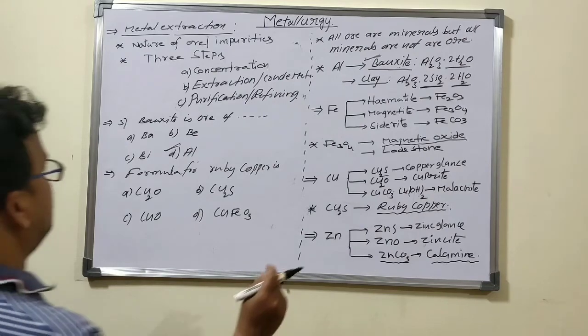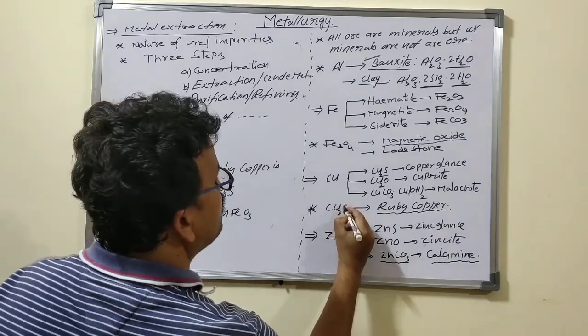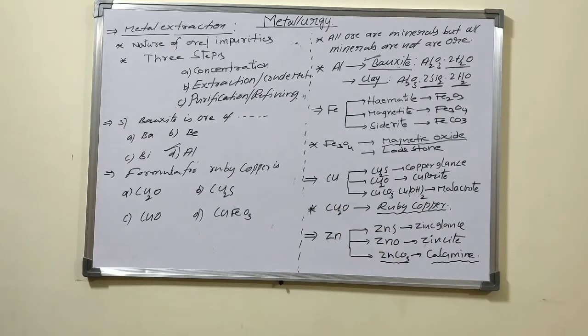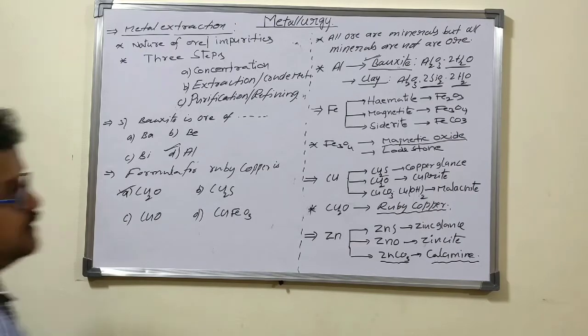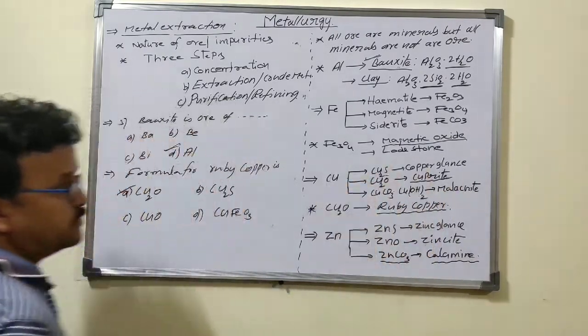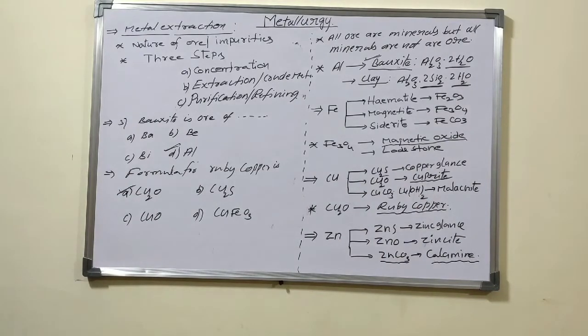So here, it is Cu2O. Ruby copper formula is Cu2O. Cuprite is called ruby copper. Like this, questions they will ask for competitive exams in basics. In the next class we will discuss extraction of metals. Thank you.